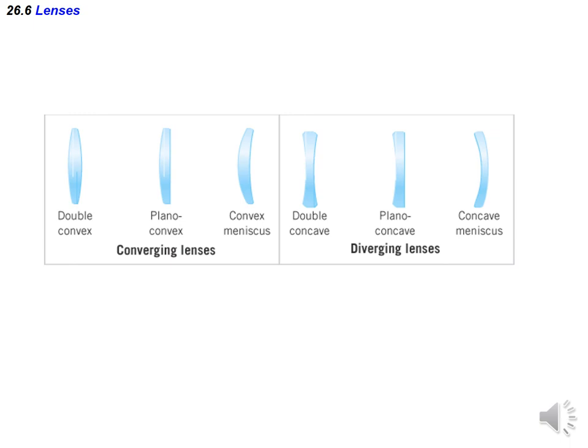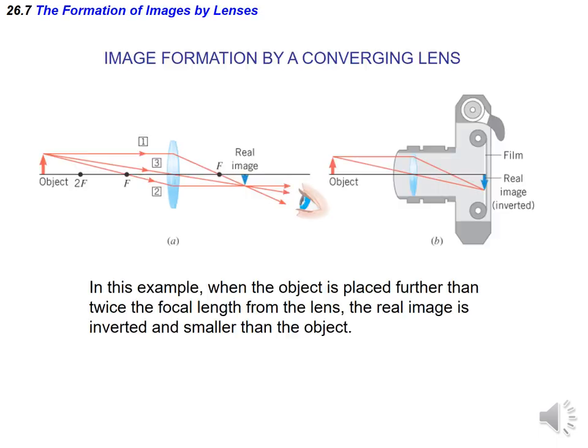A converging lens causes incident parallel rays to converge at a focal point. And the diverging lens causes incident parallel rays to diverge after exiting the lens. So that's the difference between converging lens and diverging lens. So here's the image formation by a converging lens. As you can see here, when the object is placed farther than twice the focal length of the lens, the real image is inverted and is smaller than the object.